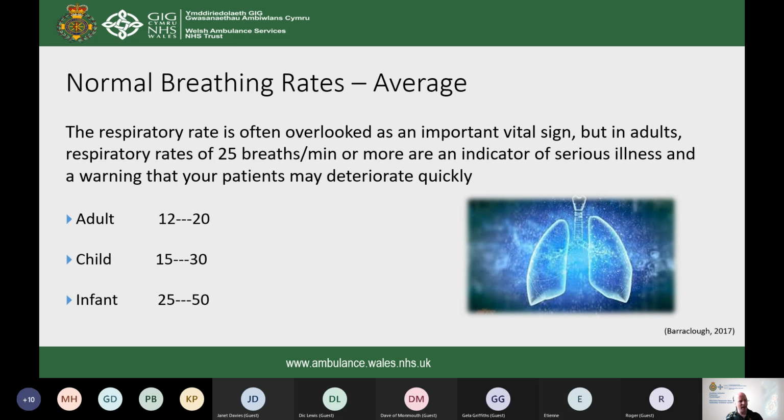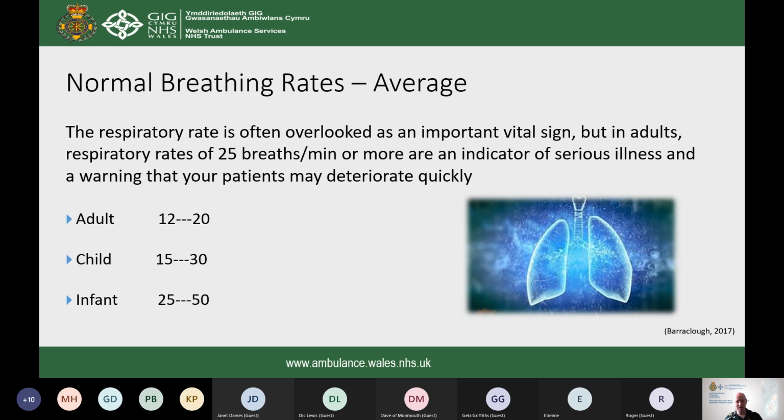So going on then, let's do a little bit of assessment. Normal breathing rate, the average. Respiratory rate is always overlooked. It is a really important vital sign. So in adults, if the respiratory rate is over 25, then it does indicate serious illness or a warning your patient may deteriorate quickly. I will hold my hand up and say sometimes I look at their breathing and think, oh, that's fine, that's 16. Then I come along and actually count it and it isn't. So it can play tricks on you. So please do a respiratory rate and count it. I'll tell you that: 12 to 20.